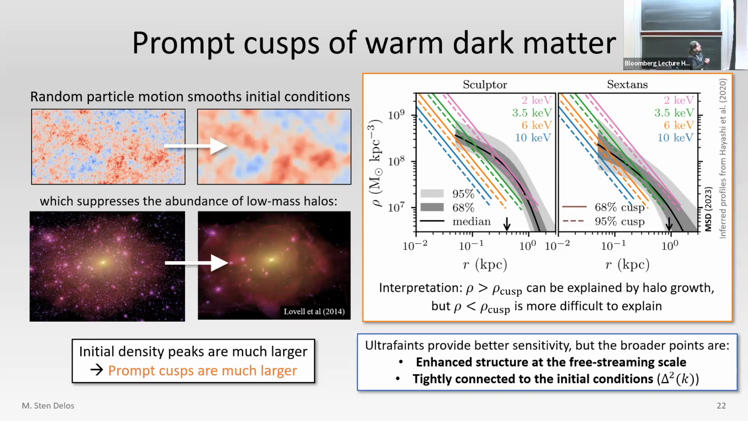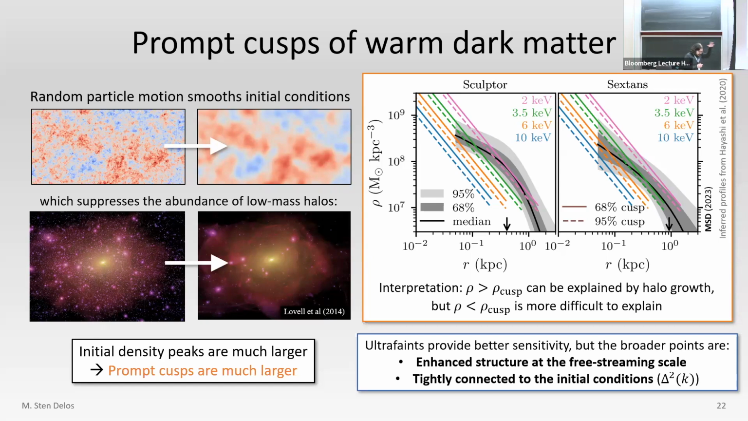Okay, so roughly based on this picture, I should mention the interpretation is that if the inferred density profile lies above the prompt cusp, that's fine. You can just explain that with later halo growth. But if the prompt cusp is above what's measured, then that is more of a challenge to the warm dark matter model. Now, roughly speaking, this looks like you might be able to constrain warm dark matter mass. I didn't do any detailed constraints in this paper, but you could do better with ultra faints.